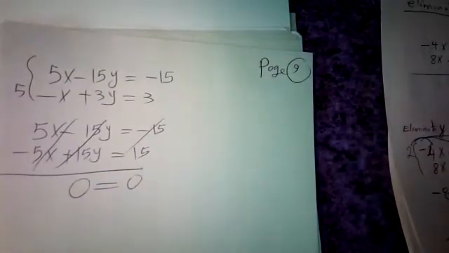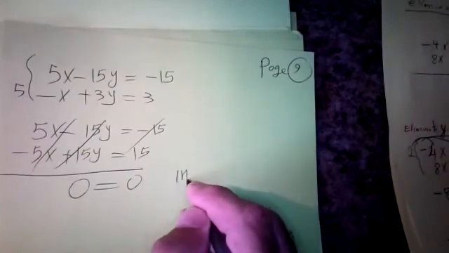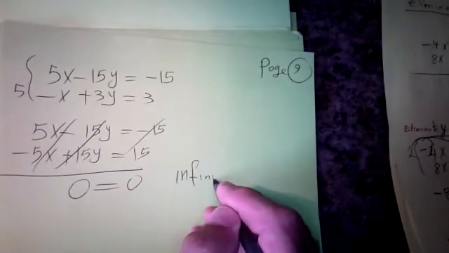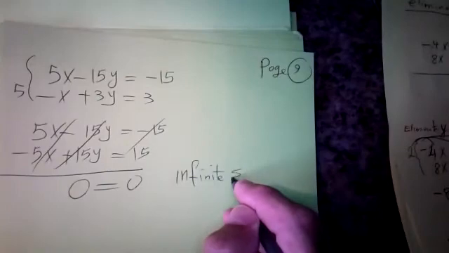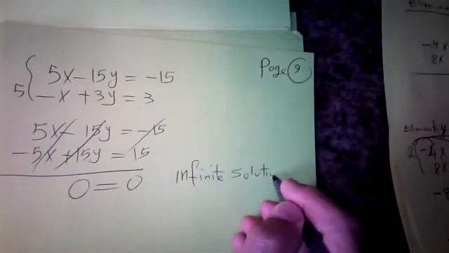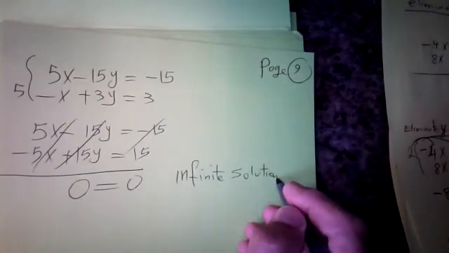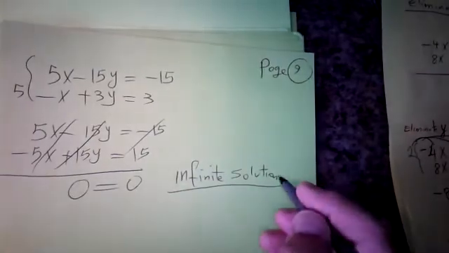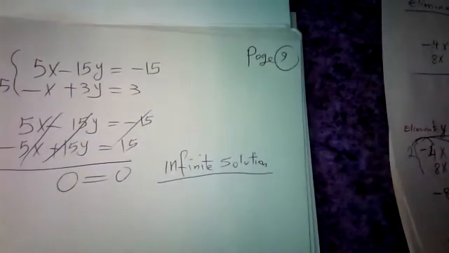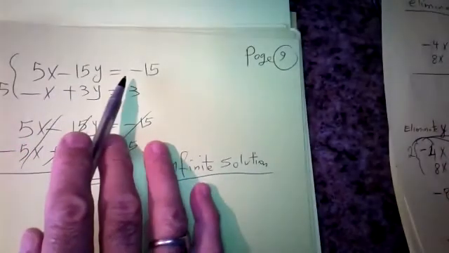When you see something like that, 0 equal to 0, you cannot come up with X and Y, right? You say infinite solution. Infinitely many solutions, or many numbers. Why is this happening? Because both equations are almost the same.